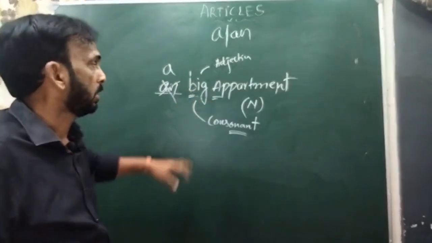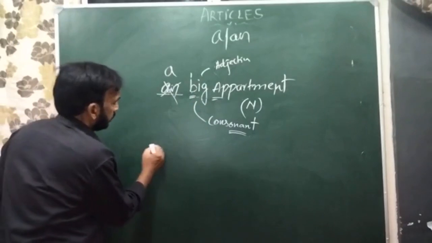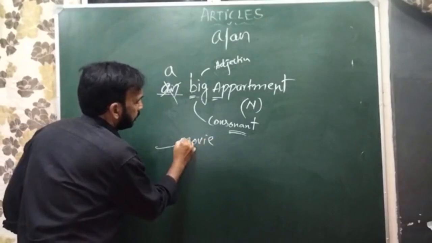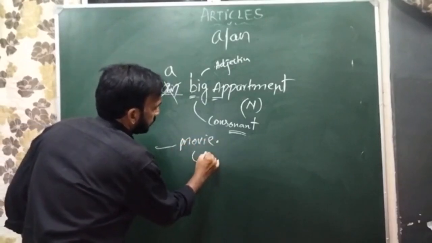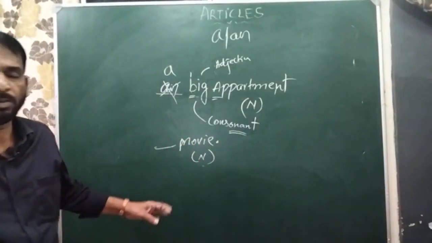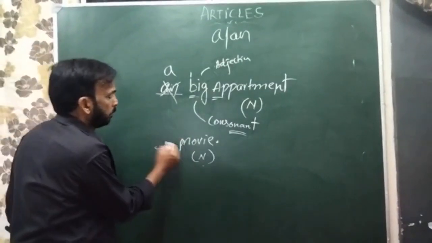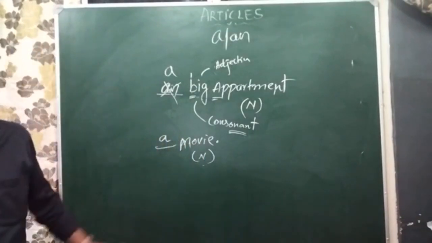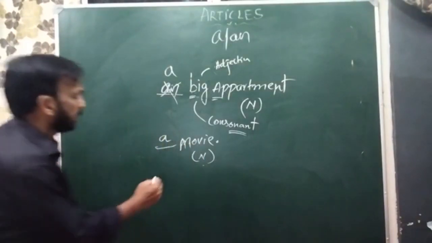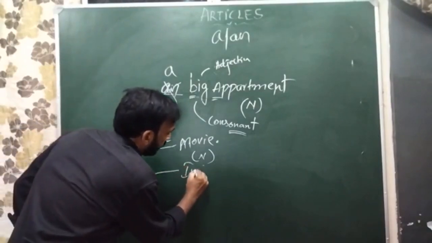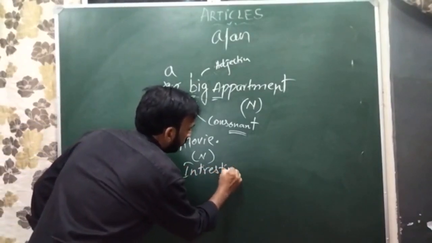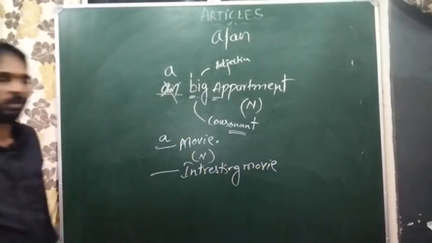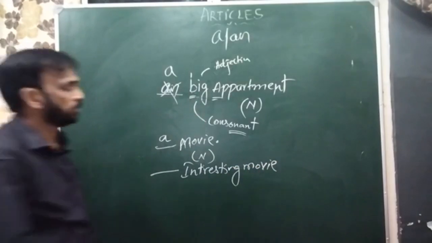Okay. Another example, movie. Movie is a noun. Yes or no? Now, which article I have to place? Because for M I have to place a movie. It is a correct one. But if I write like this, interesting movie, now which article I have to choose? Which article I have to place?